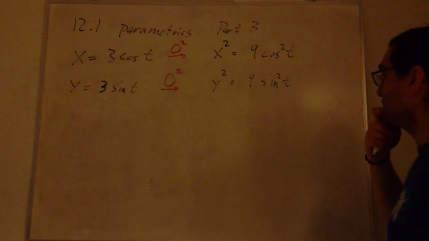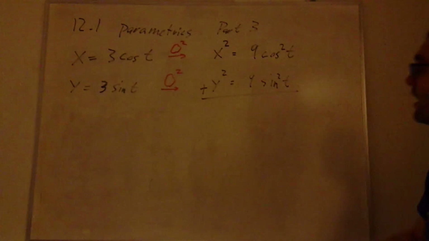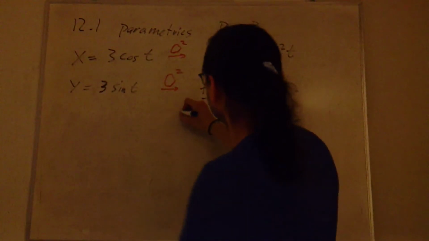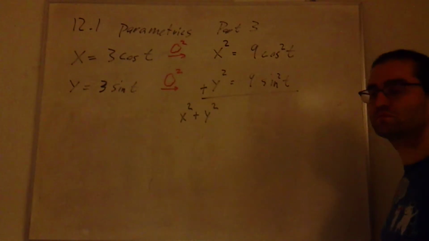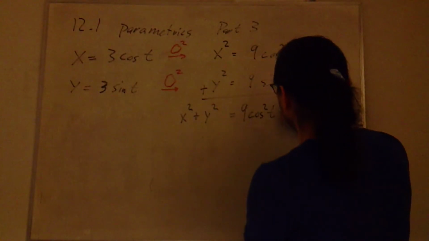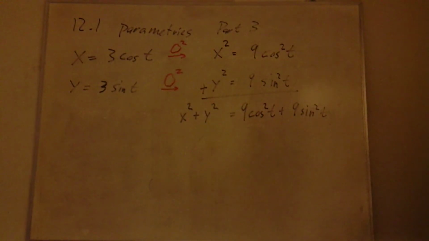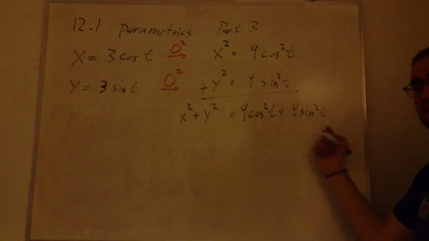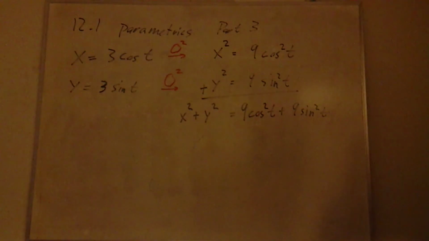Then what I'm going to do is add these things together. On the left, I will get x squared plus y squared. On the right, I will get 9 cosine squared t plus 9 sine squared t. So far, this is not an implicit equation. I still got t's in it. It's not implicit until all the t's are gone. So I need to find a way to get rid of these extra t's.